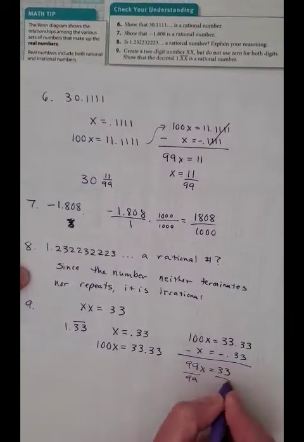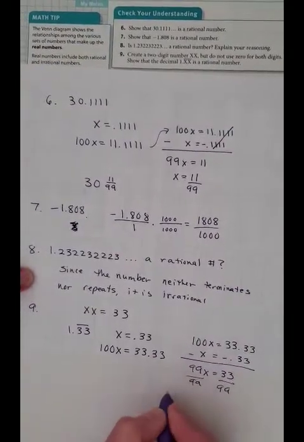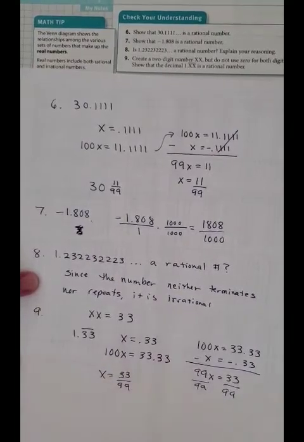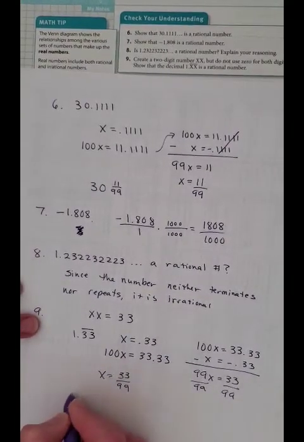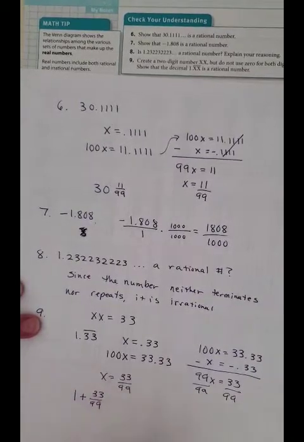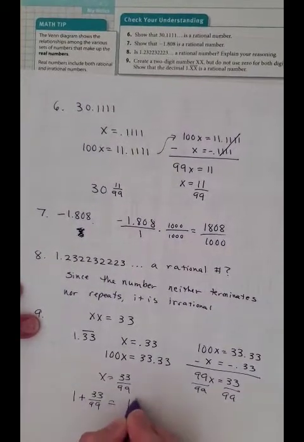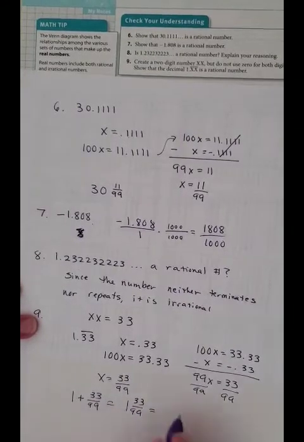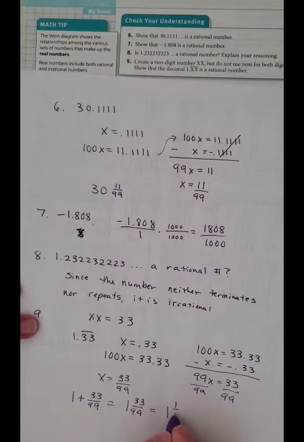Divide by 99, and I'll get that x equals 33 over 99. And so this number would be 1 plus 33 over 99, which is 1 and 33/99, which I can also simplify to 1 and 1/3.